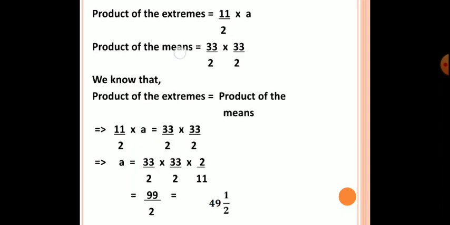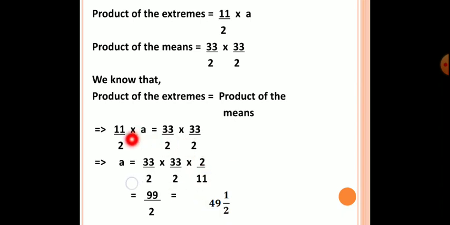Now, product of the extremes is equal to 11 by 2 into A. Product of the means is equal to 33 by 2 into 33 by 2. We know that product of the extremes equals product of the means. So 11 by 2 into A equals 33 by 2 into 33 by 2. Therefore, A equals 33 by 2 into 33 by 2. This 2 in the denominator will come this side and get multiplied, so into 2. And the 11 in the numerator will come this side and it will come in the denominator. So we've written into 2 by 11.